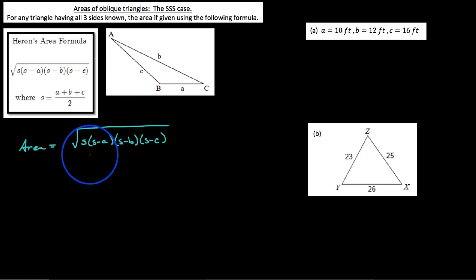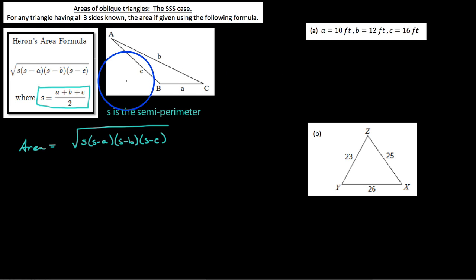And so in this particular case, what does s represent? Well, s is equal to a plus b plus c over 2. We refer to s as the semi-perimeter, and semi just means half a perimeter. To use this formula, we're going to have to find s. But it's a pretty neat formula. As long as you know all three sides and the semi-perimeter, we can find the square root of this product of these four numbers, and you have your area.